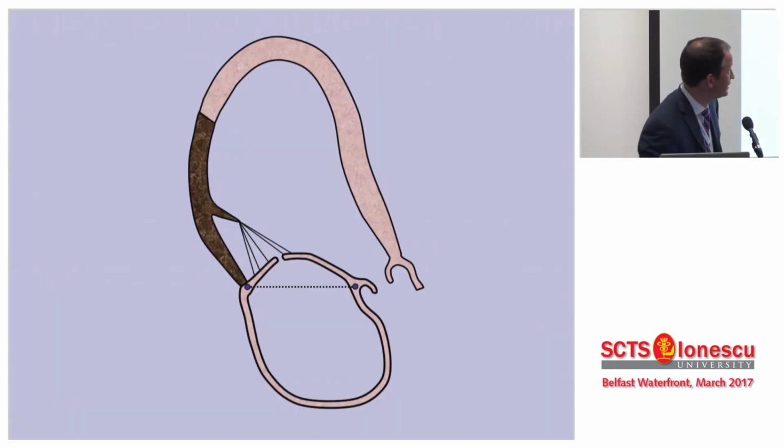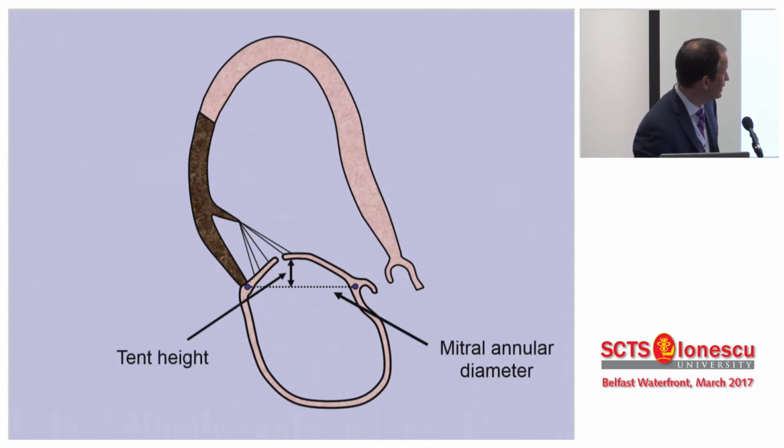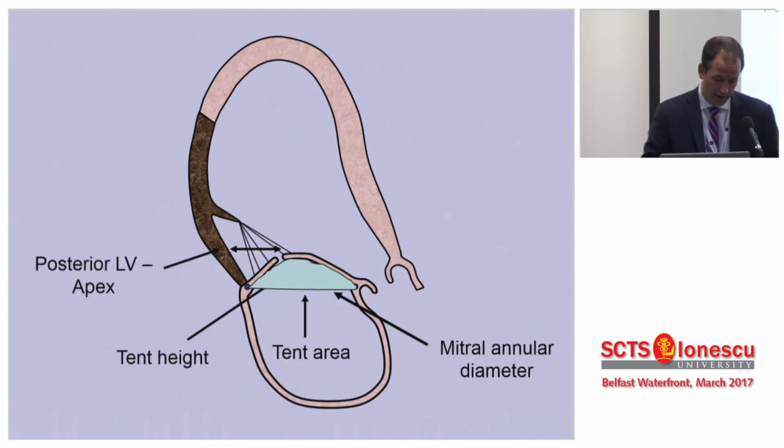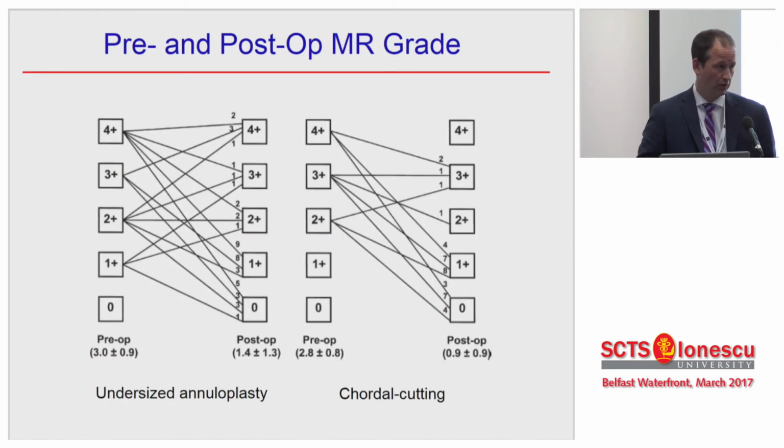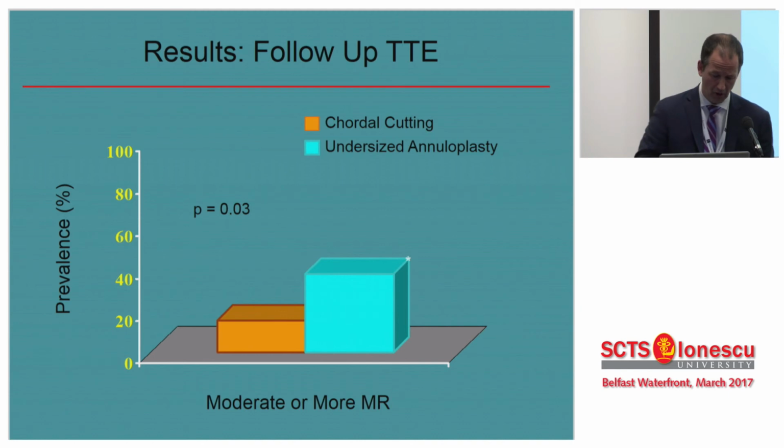But this is a paper that we presented at the AATS several years ago. We looked at annular diameter, tenting height, tenting area, and then the distance between the posterior LV and the apex as a marker of mobility of the mitral valve leaflet. We found that when you added a chordal cutting procedure to the undersized annuloplasty, you had more significant reductions in the tenting area and more mobility of the leaflet, even though it was a relatively small group of patients. We also found statistically significantly better recurrent MR rates in the chordal cutting group, and less moderate MR as well.